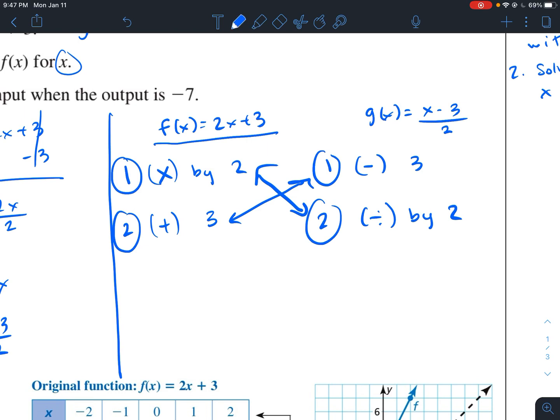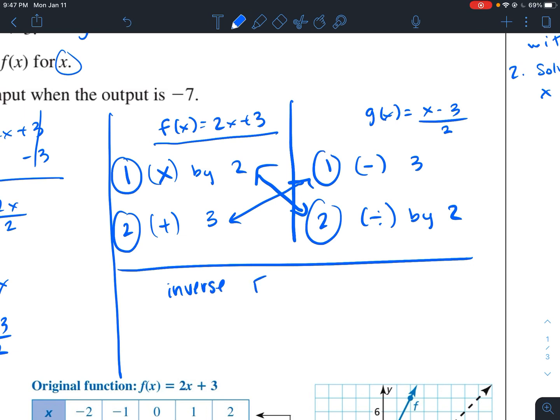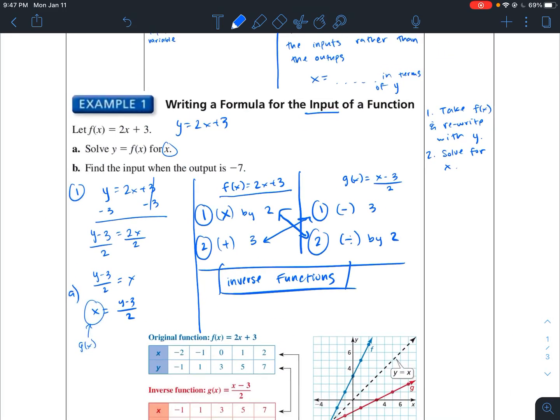So these right here are inverse functions.